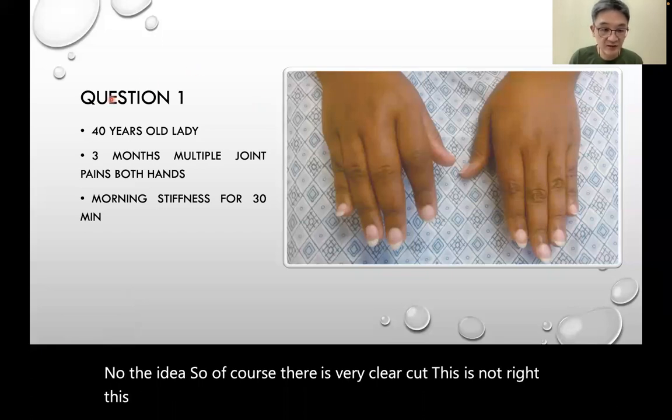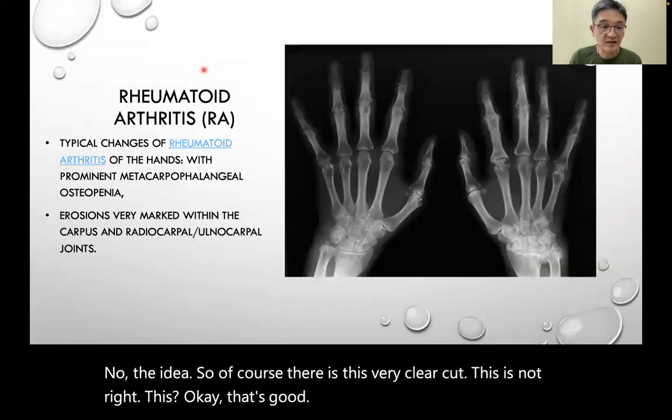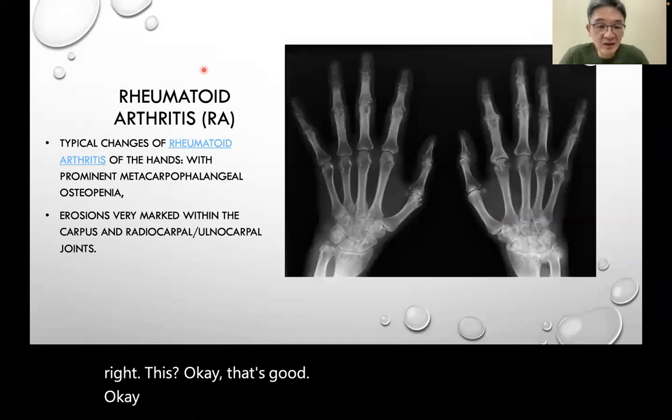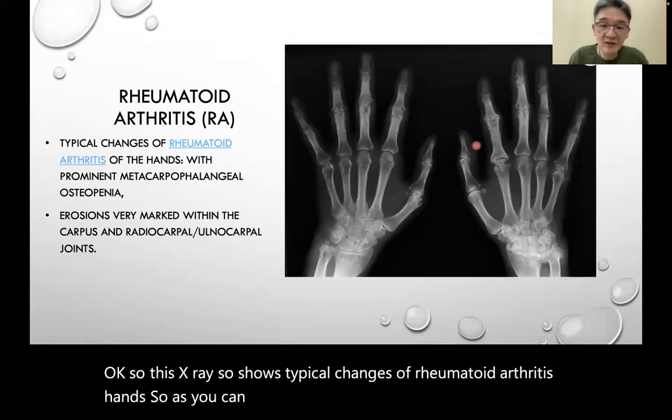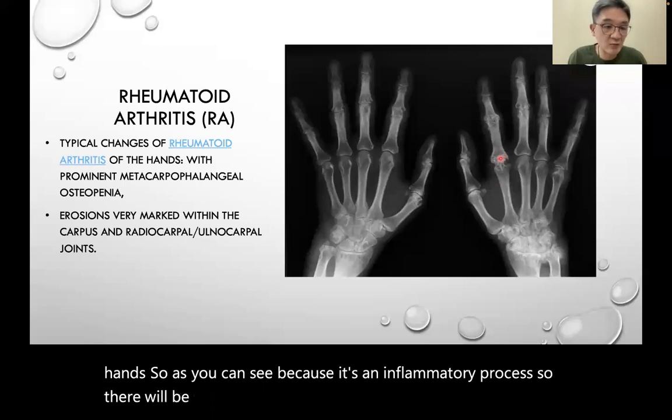Okay, let's go to the next one. So this X-ray shows typical changes of rheumatoid arthritis of the hands. As you can see, because it's an inflammatory process, there will be prominence of the so-called metacarpal.